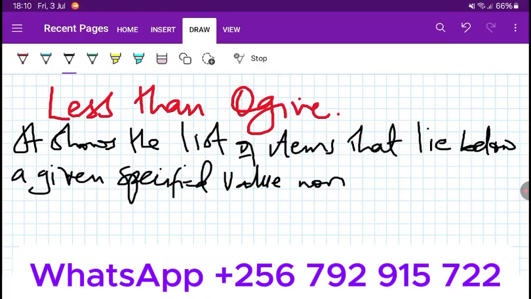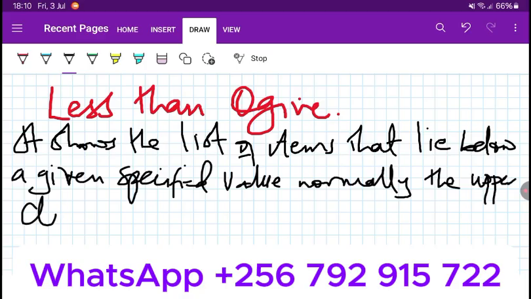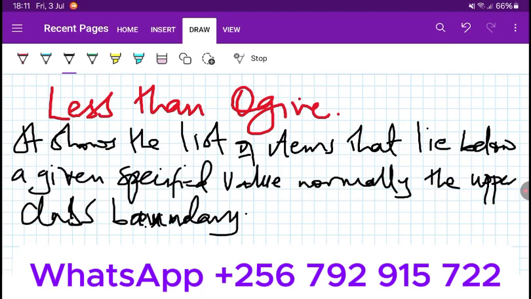Normally the upper class boundary. So it is going to be drawn by plotting the less than cumulative frequencies against the upper class boundaries of the respective classes. So the points are going to be joined, as I said, we join these points with a smooth curve.